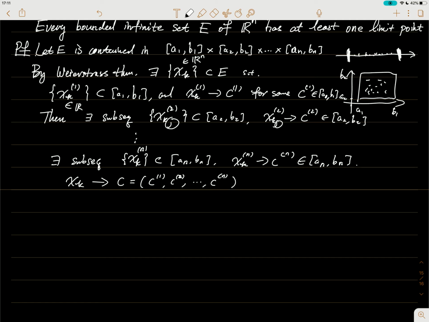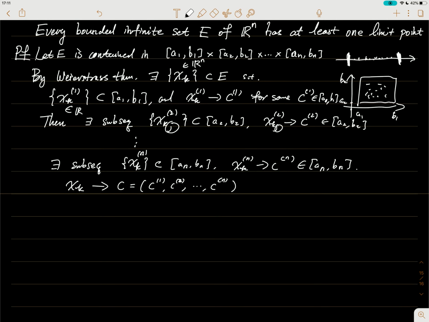Okay, so this is the limit point that we're trying to show, that the sequence has a limit point. But notice that we know this sequence must belong to this box, but it doesn't have to be in E, because E is just a subset of this box. So the point C doesn't have to be in E, but it has to be in this box.